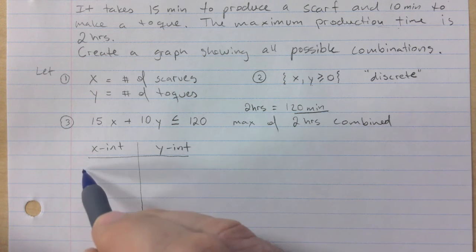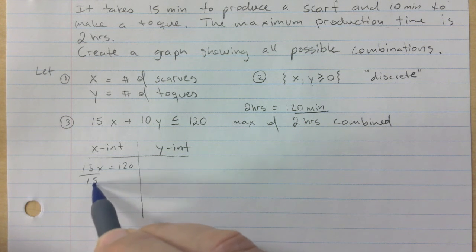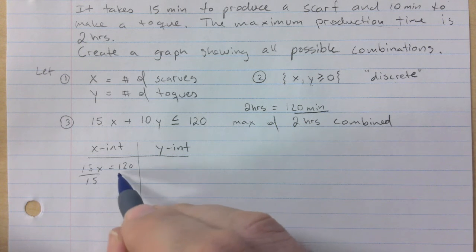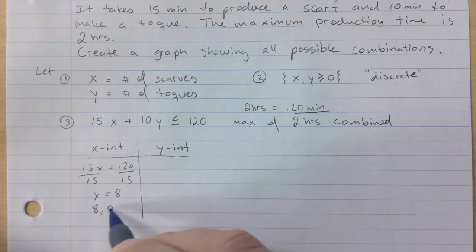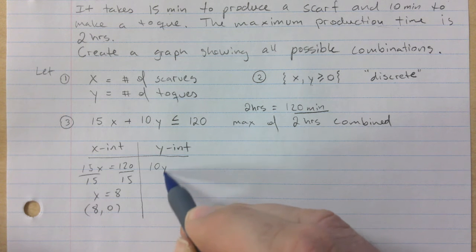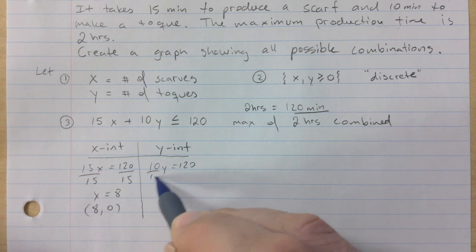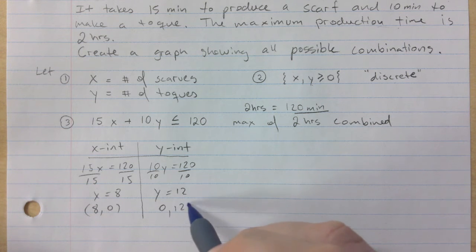Find the x and the y-intercept. 15x equals 120. Divide both sides by 15. X is equal to 8. So we have 8, 0 here. Y-intercept is 10y equals 120. Divide both sides by 10. Y is equal to 12. So 0, 12.